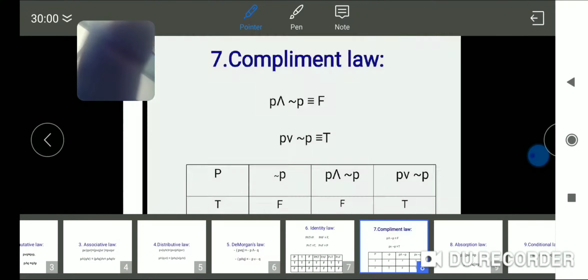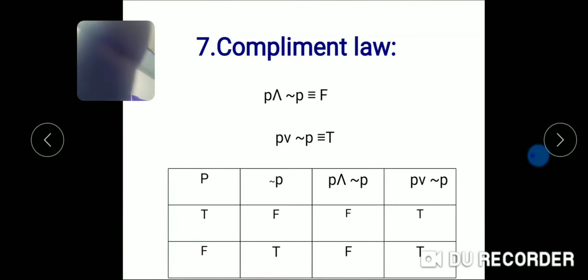Next is the complement law. This is P and negation of P is logically equivalent to false, that is contradiction, and P or negation of P is logically equivalent to true. See in the table, the truth values of P are true, false, and negation of P are: negation of true is false and negation of false is true.